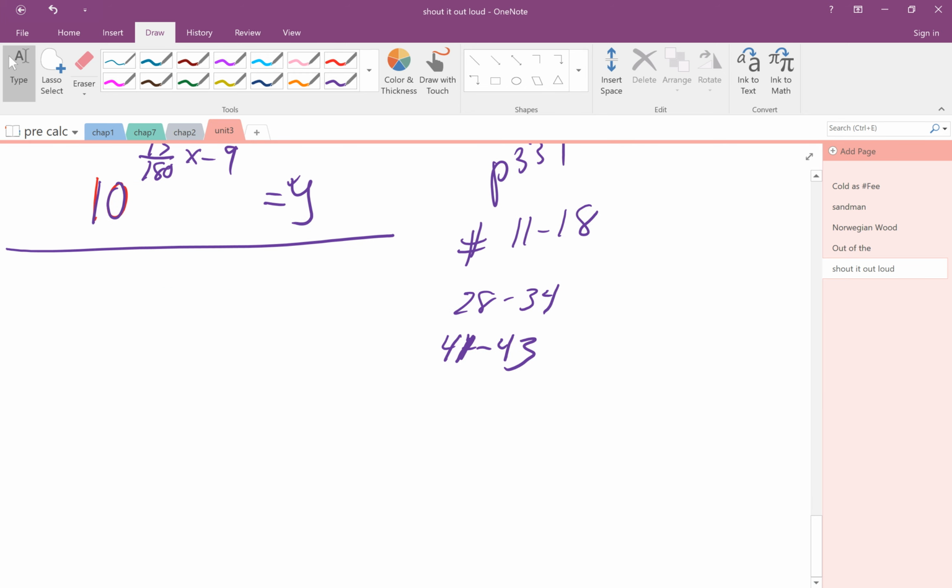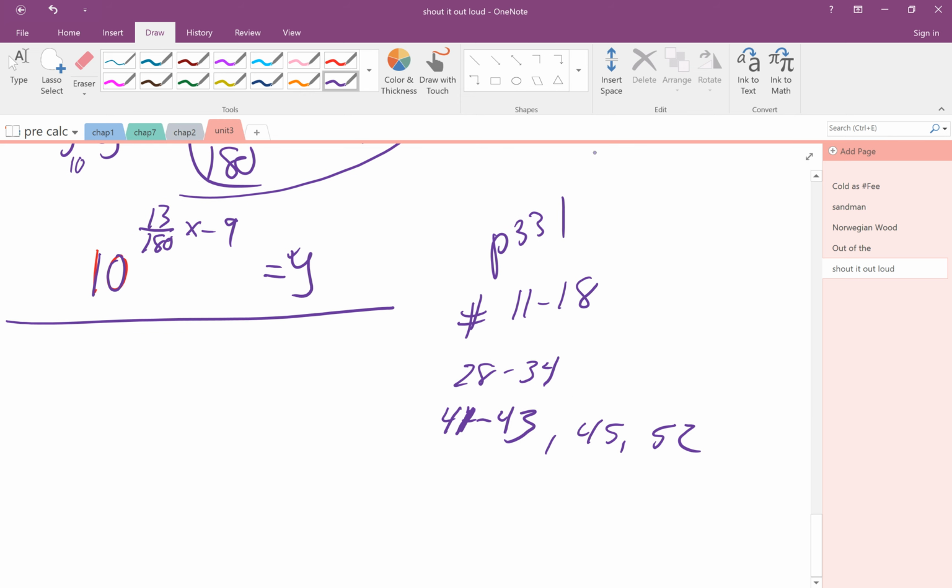And then 45 and 52. And 52 talks about a Newton's law of cooling thing. Kind of interesting, I guess. Some of that stuff you've probably done. So anyway, there are some problems for you to work on.